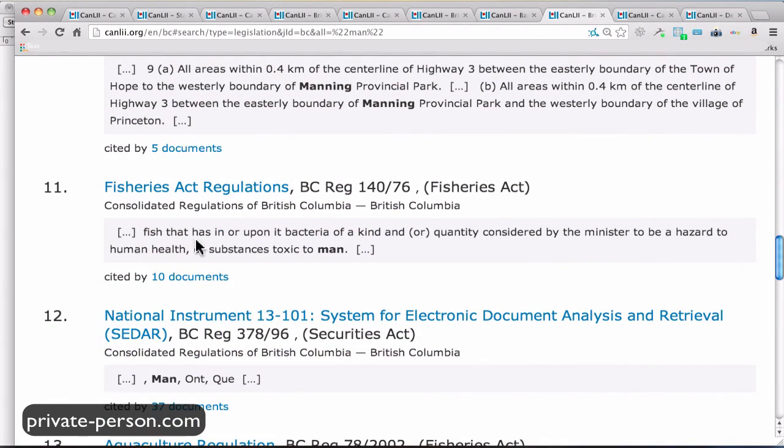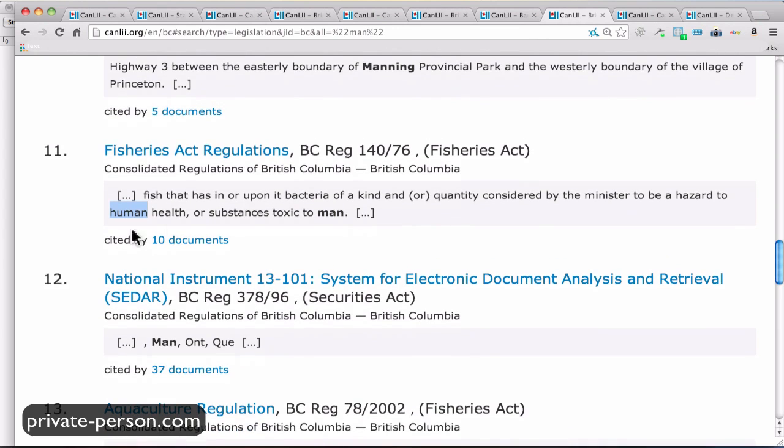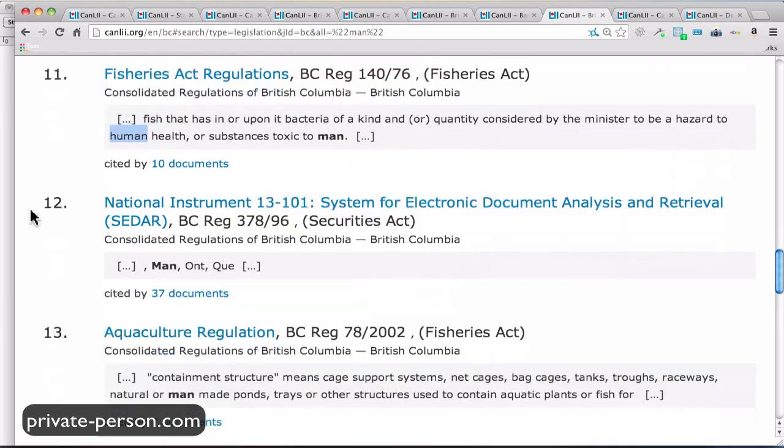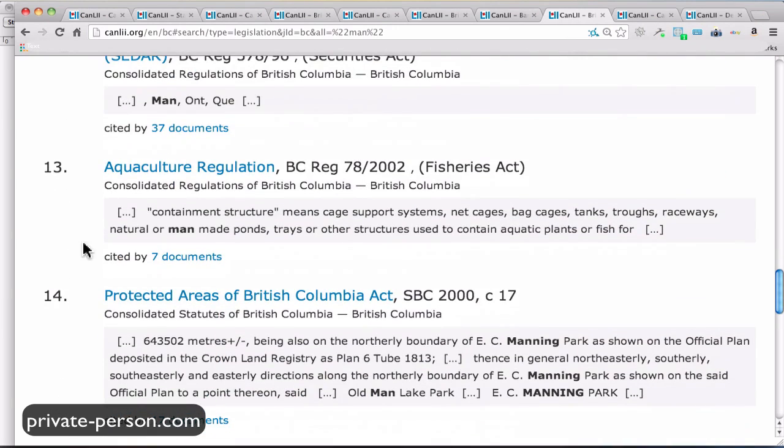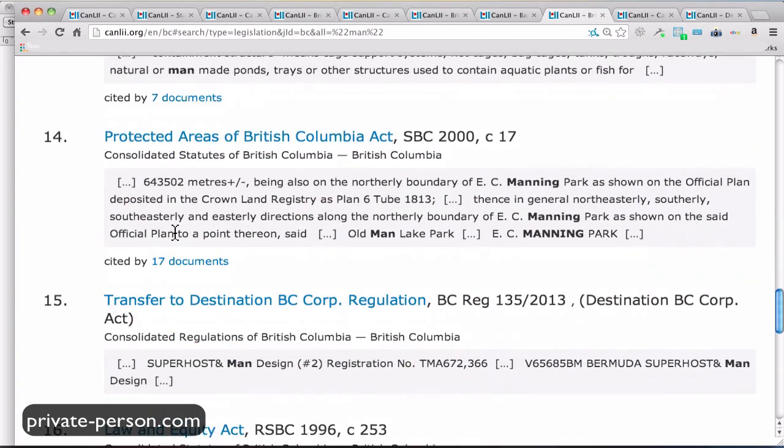Fisheries Act. Fish that has in or upon it bacteria of a kind or quantity considered by the ministry to be hazard to human health or substance toxic to man. Now, are they making a separation between man and human here? I don't know, but why would they use the two different terms in the same sentence? So again, some interesting questions being raised by looking for this. Man-made ponds we can ignore.